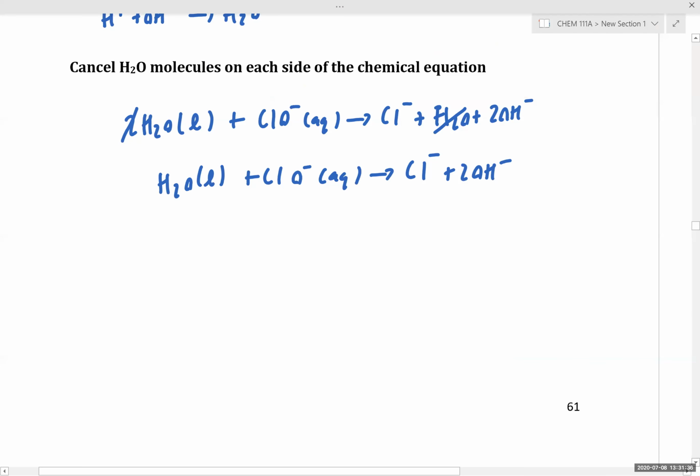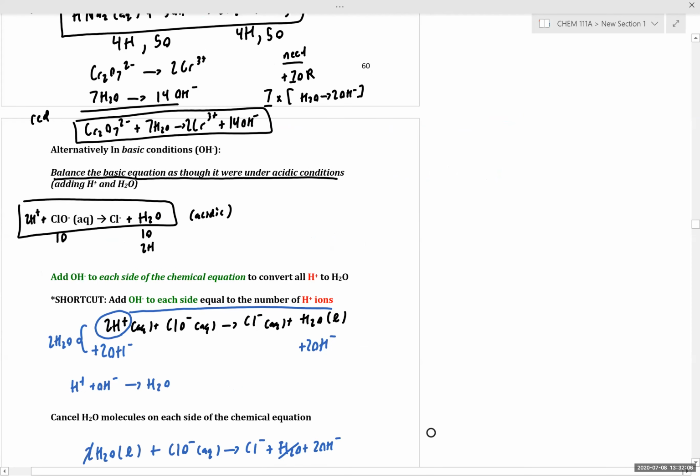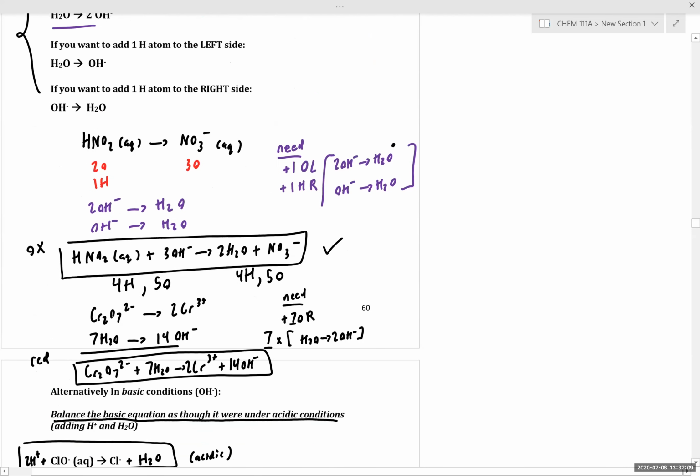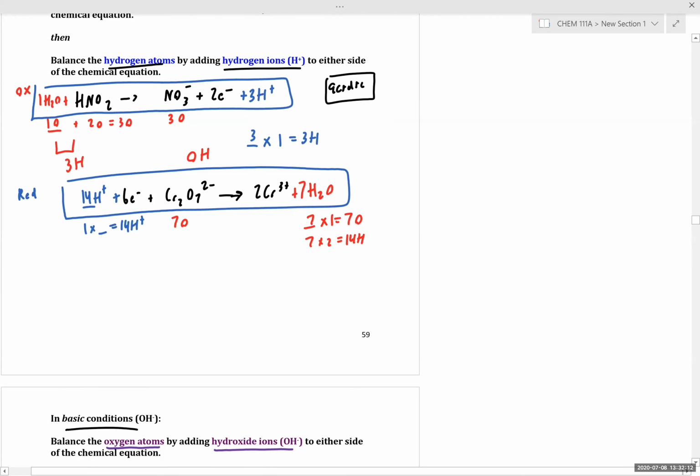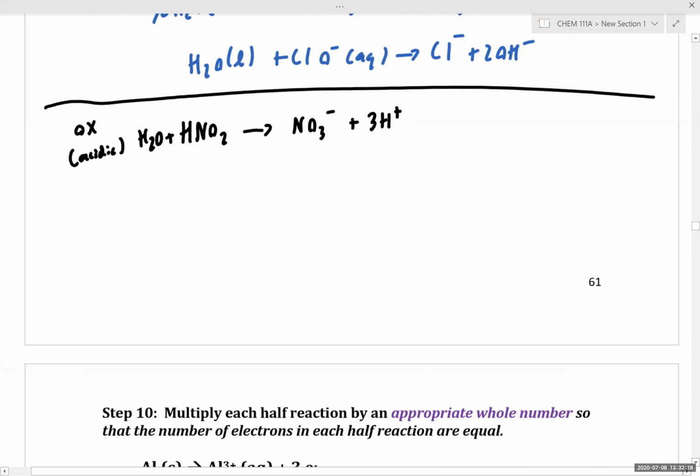Let's try this out on our previously generated acidic reaction conditions. So let's convert our oxidation reaction that we have under acidic conditions into basic conditions. So we have HNO2 leads to NO3 minus plus 3H plus. Just checking from before. Okay, so that's our previously drawn acidic conditions.